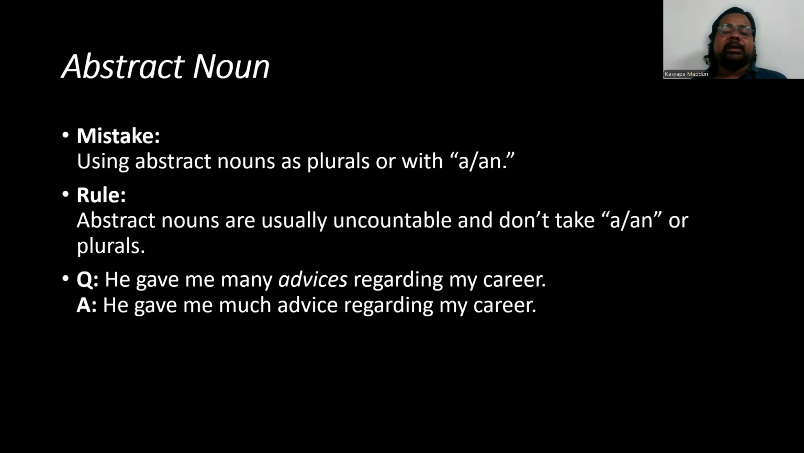Advice, not S-E. A lot of people get confused when it comes to correcting the spellings also. When the word is in the noun form, it is advice with a C. When it is in the verb form, it is advise with an S. Okay, next.